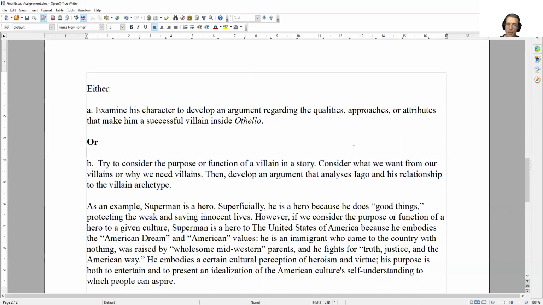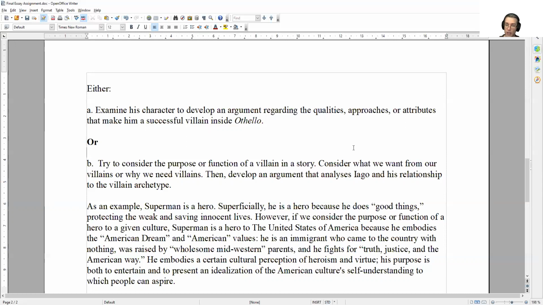As an example, Superman is a hero. Specifically, he is a hero because he does good things. You could say that Iago is a villain because he does evil things. Okay. But if we look at the function of a hero on the level of a civilization or society, Superman is heroic to the United States of America because he embodies the values of that nation. He reflects a certain self-conception of the nation.